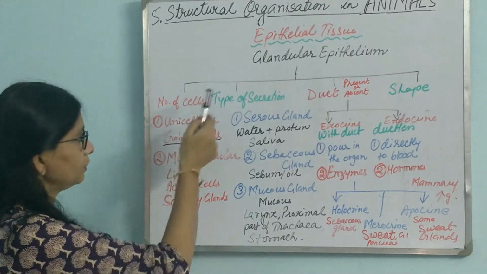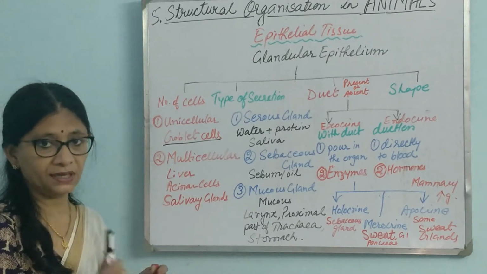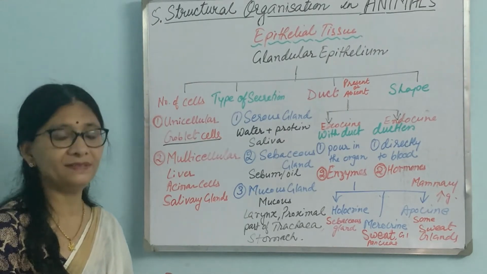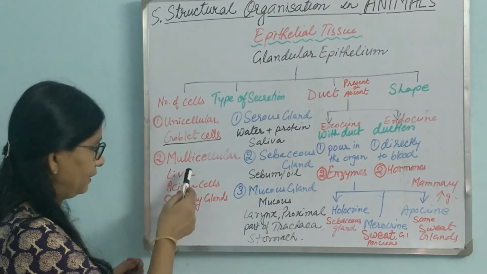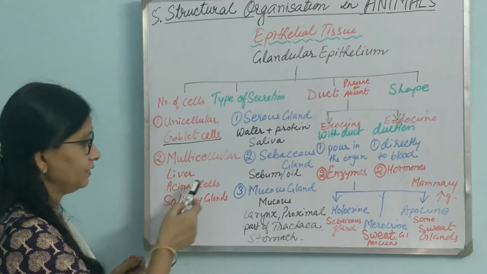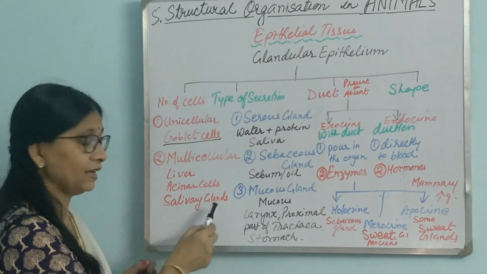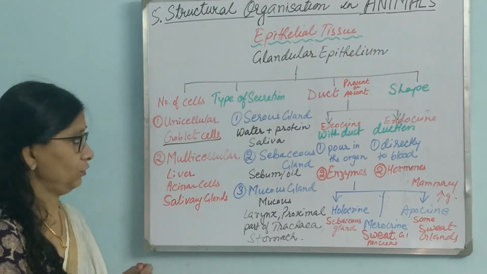Then the glandular epithelium may be multicellular. The glands may be made up of many cells, and maximum of the glands are multicellular. Example, among the many, there are liver, then acinar cell of pancreas, then salivary glands. All these glands are multicellular in nature.